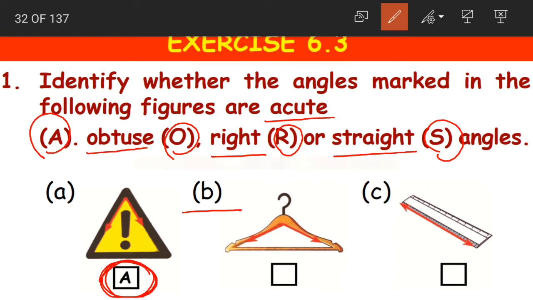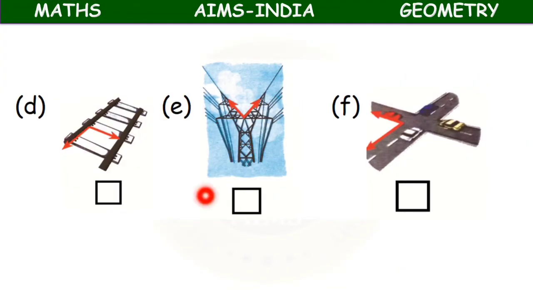Now coming to B, here this is our right angle. This is our right angle, and as we can see, the given angle is greater than the right angle. As it is greater, a bigger angle, we call it an obtuse angle. Yes, so O will be our answer. Coming to C, here we are having a straight line. So what will be the angle formed? Straight angle. Yes, so S will be our answer.